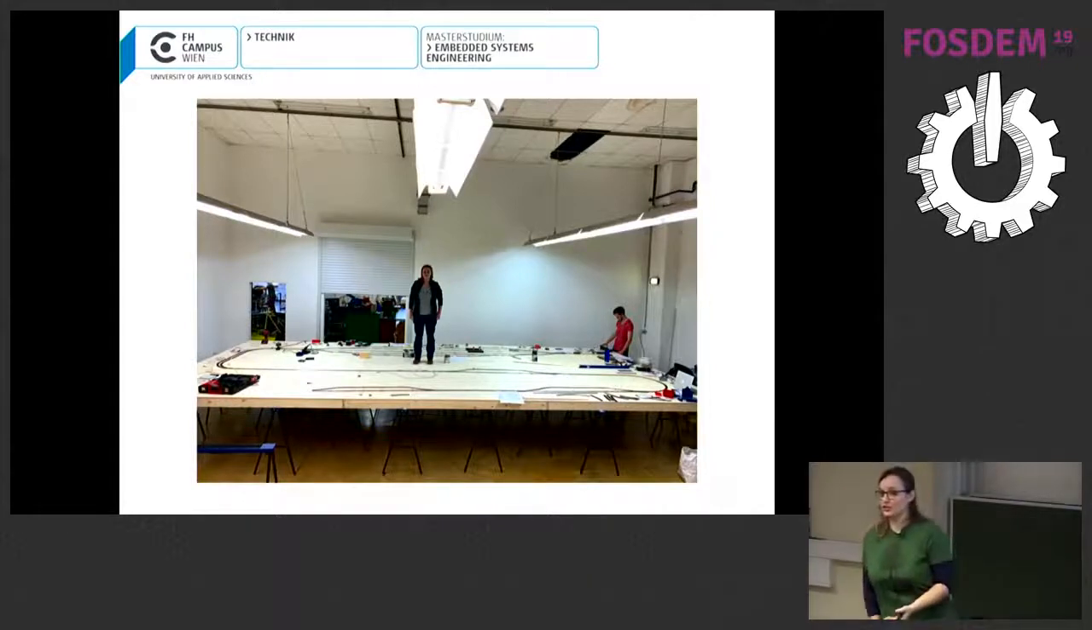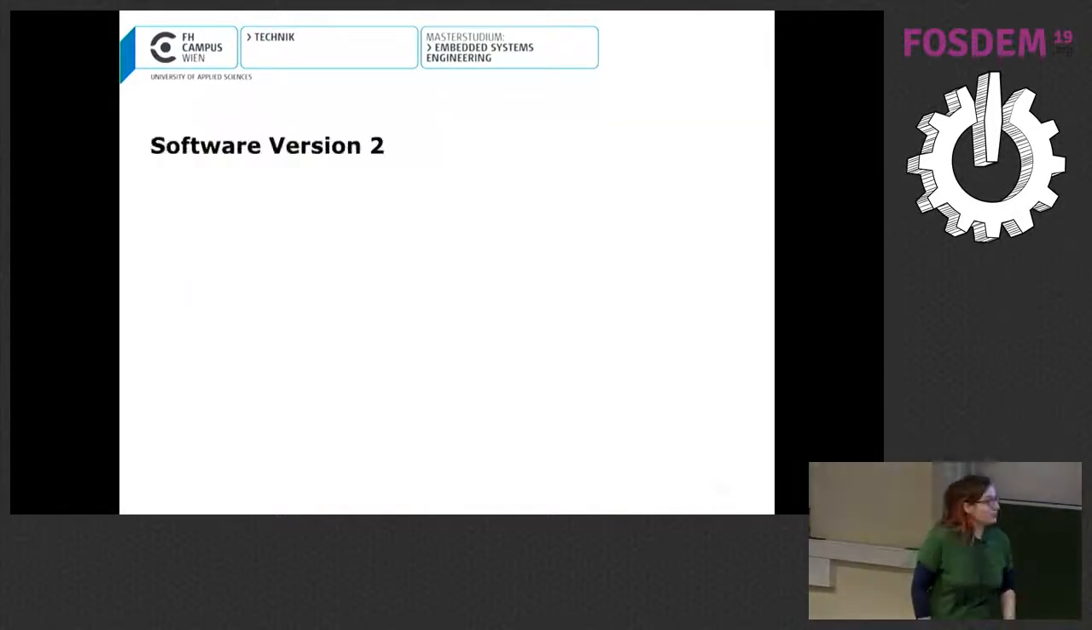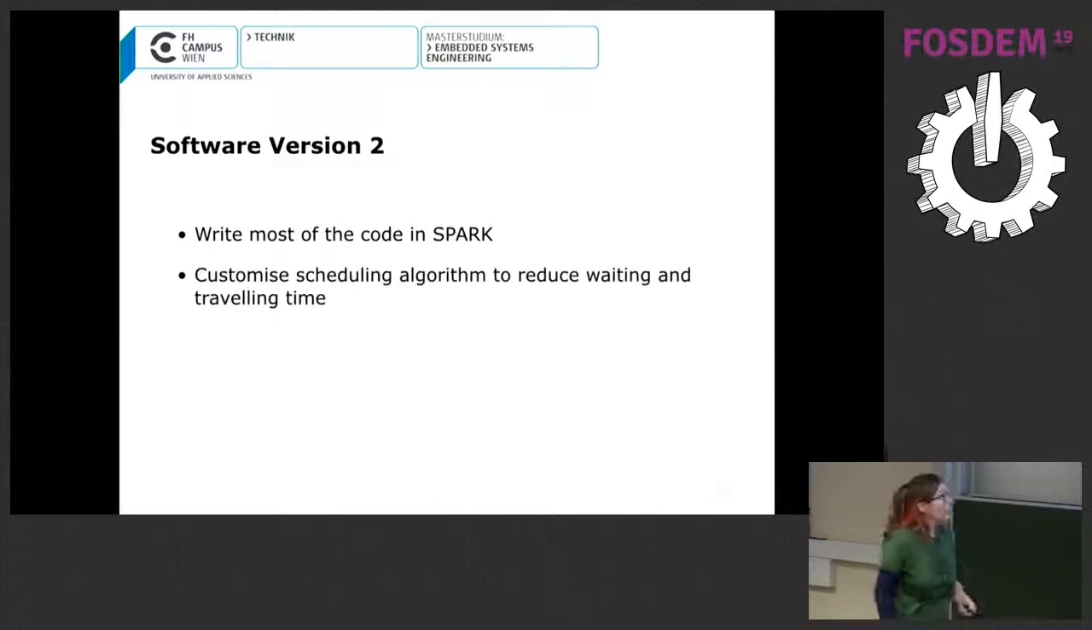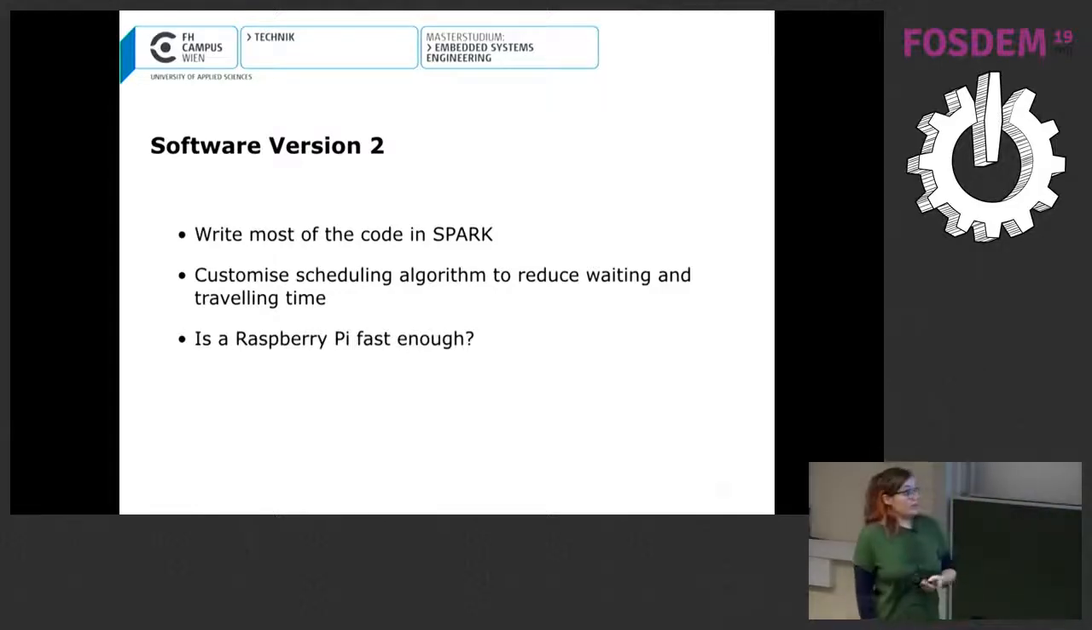I'm a software engineer. So, what will the next software version look like? I want to write most of the code in Spark. Spark is the part of Ada you use in safety applications. I want to customize the scheduling algorithm to reduce waiting time and to reduce traveling time. We will see if a Raspberry Pi is fast enough.